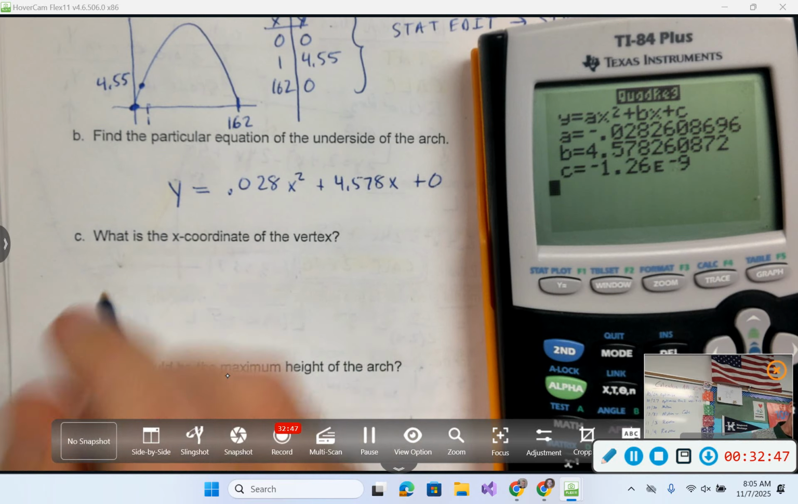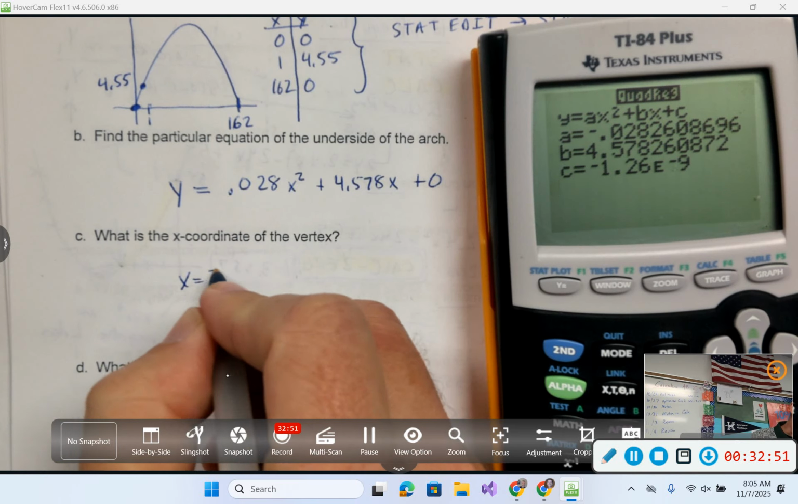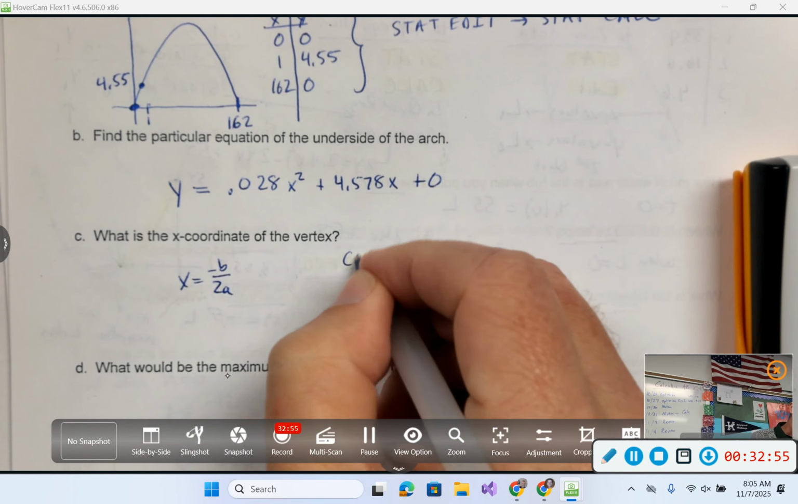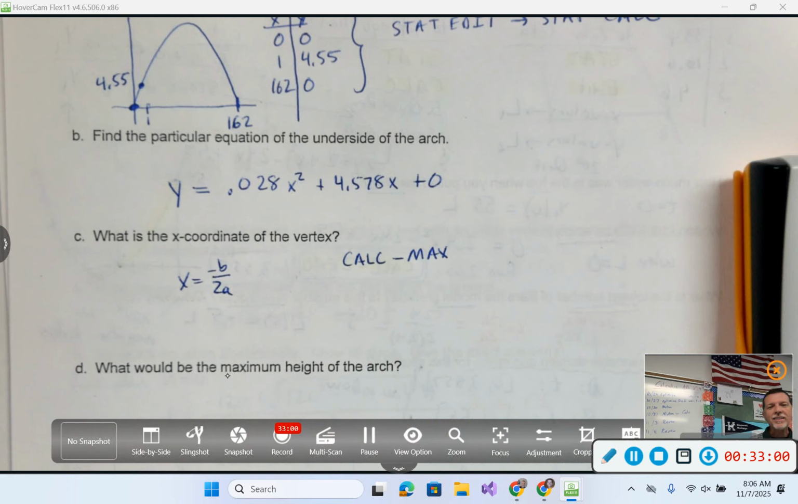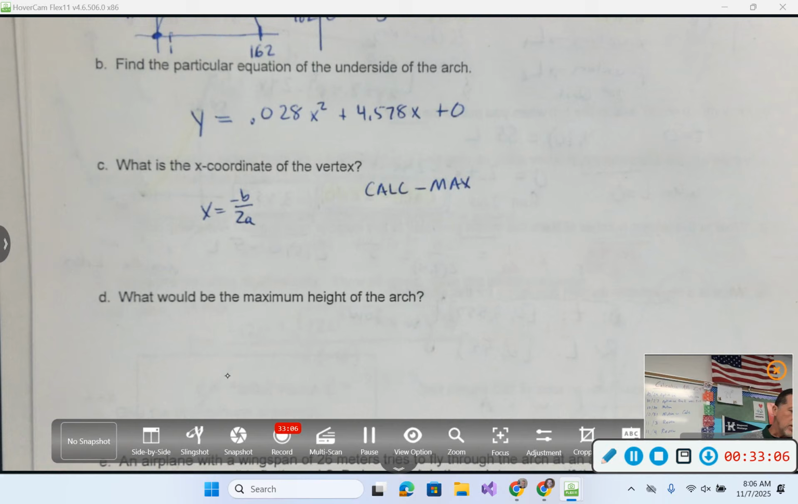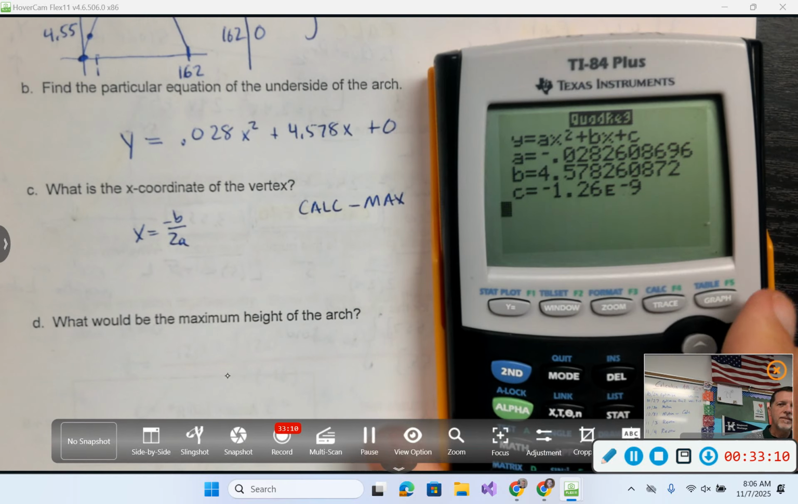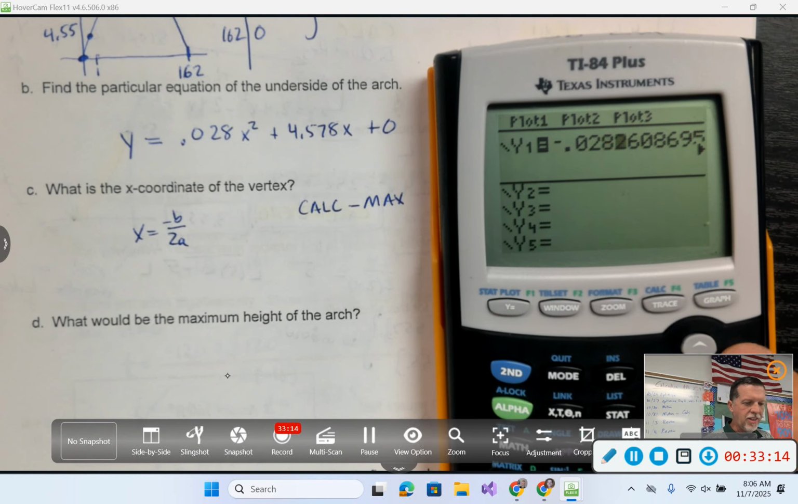Let's see. X coordinate of the vertex. Well, you have options here. You could do negative b over 2a. Or you could do calc max on the graph and have the calculator find the maximum. So y equals, and there it is, super accurate with all those decimals on there.